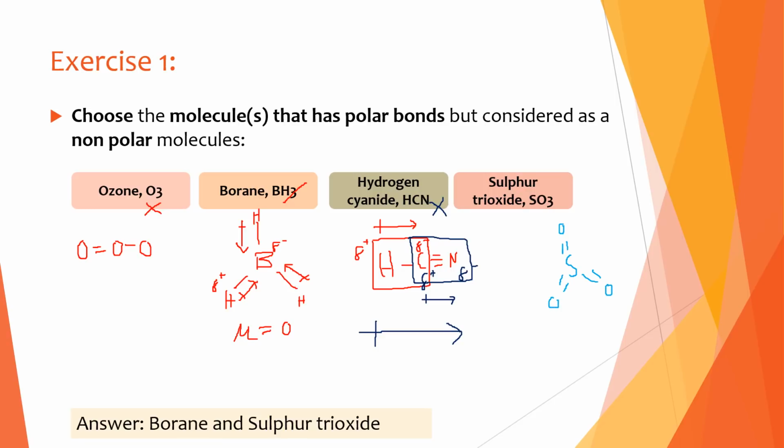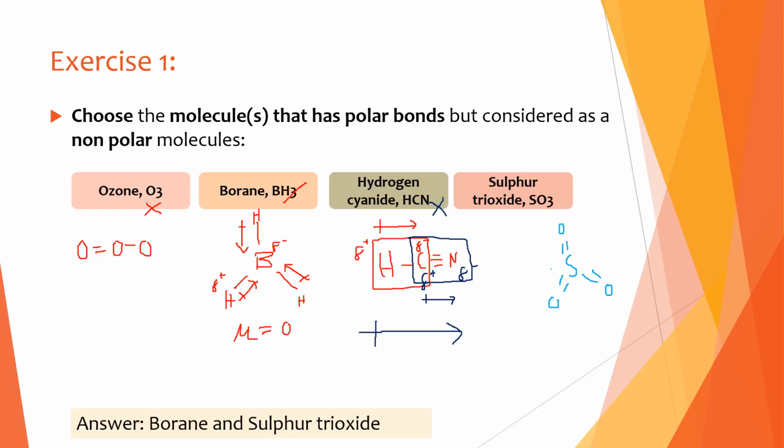So first thing first, determine whether the bond is a polar bond. It is a polar bond because the central atom and the side atom are different. After you have determined whether it's a polar bond or not, check for the dipole moment for each of the bonds between S and O.